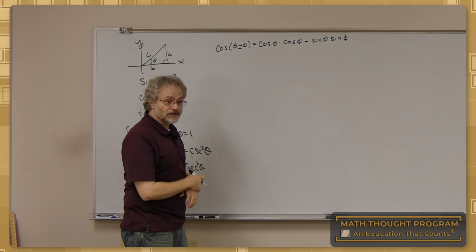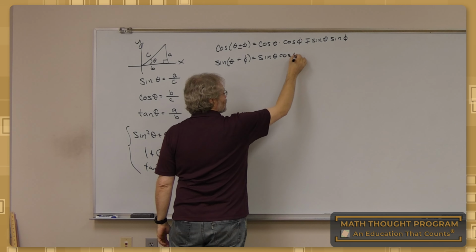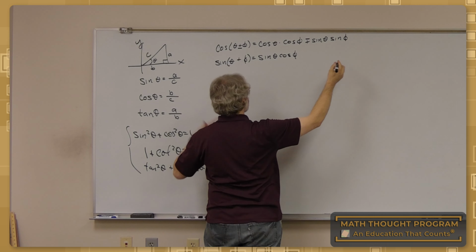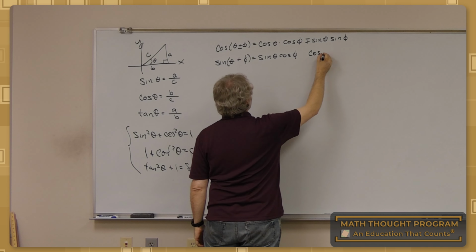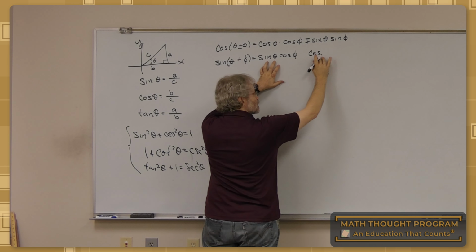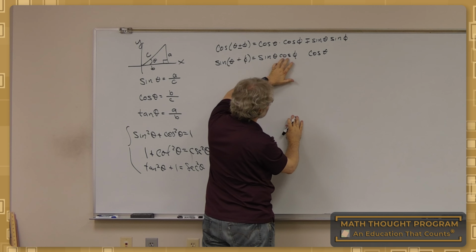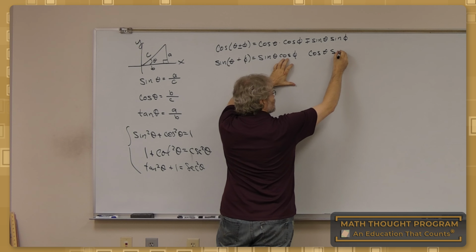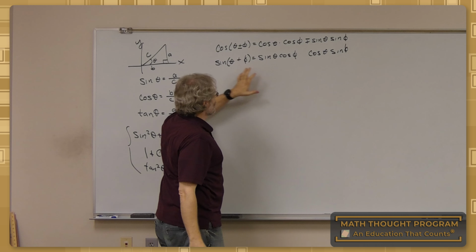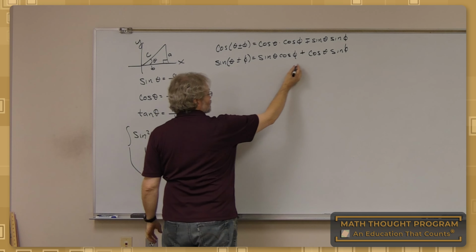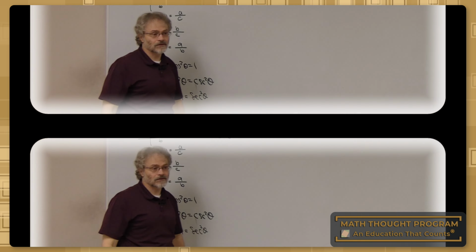If you have sine of theta plus phi, you're going to get your sine theta cosine phi, and then switch it up. You're going to have cosine, and if this is sine theta, this is going to be cosine theta. And if this is cosine phi, this is going to be sine phi. Okay. Now, if it's plus here, it's plus there. And if it's minus there, it's minus there.